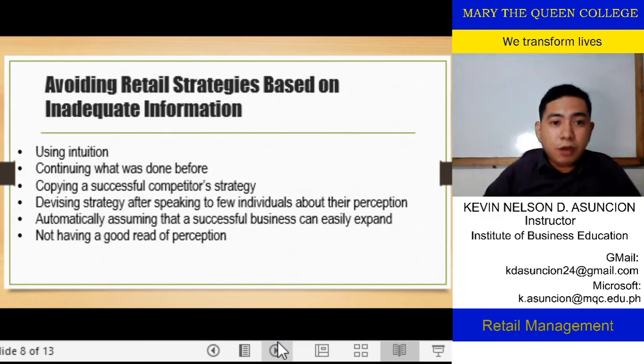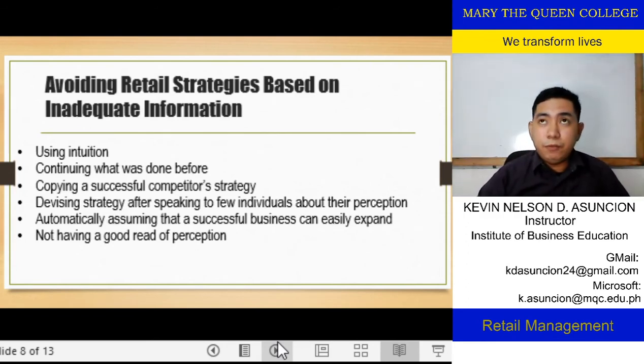Okay, so what do we need to avoid when you make a strategy? You need to avoid inadequate information, yung mga TH, you know TH, tamang hinala, no. So yes, you might be right in some perspective, but not all the time, as well as not all areas, no. So you're using your intuition, yung kutob, no, yung kutob might be good sometimes but not that accurate, kaya nga kutob eh.